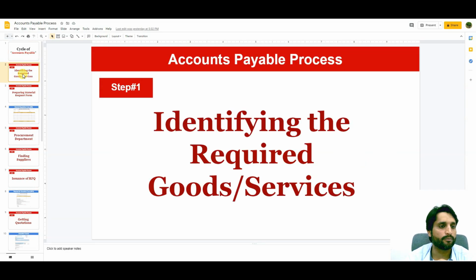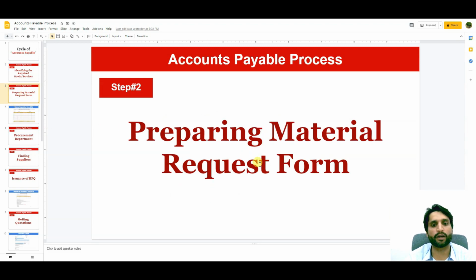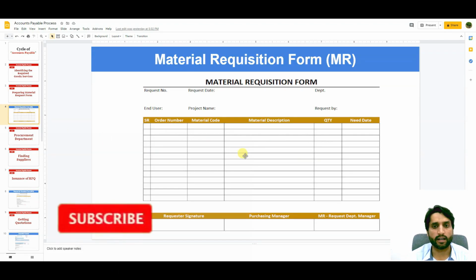So first of all, step number 1 is identifying the required goods or services. Suppose a company requires some goods or services. A production department requires some material. What are they going to do? They are going to prepare a material request form. What is the material request form? Here I have a sample.